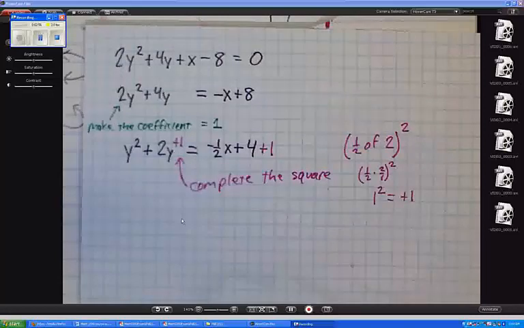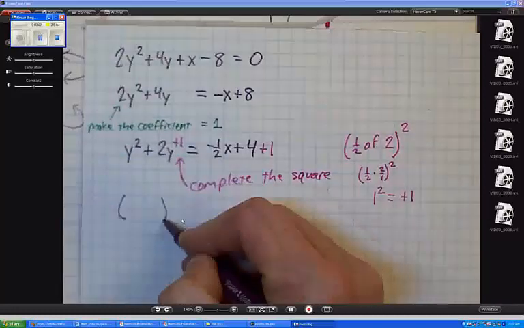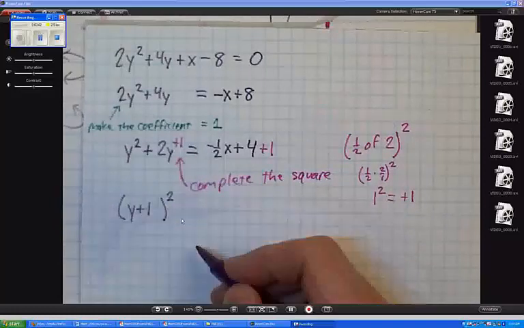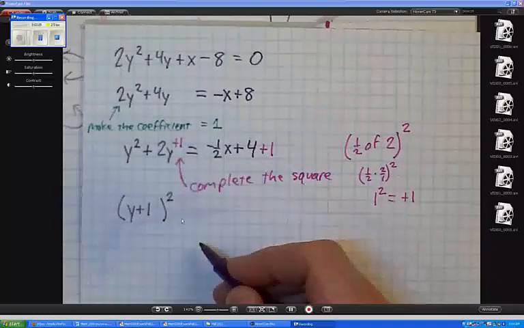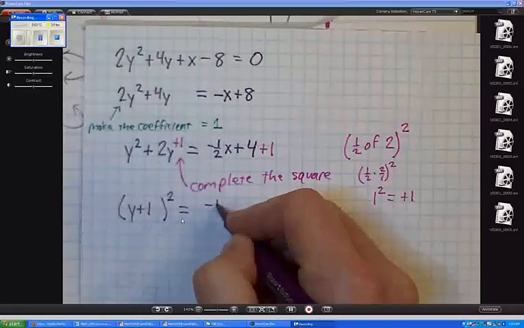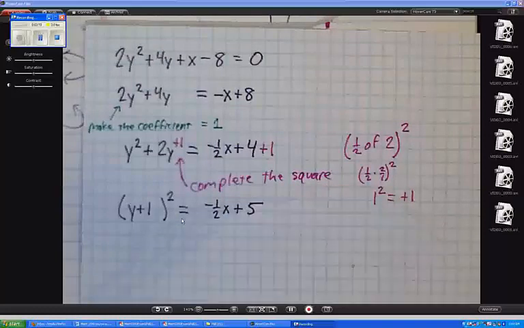y squared plus 2y plus 1, that is a perfect square. What does it equal? y plus 1 squared, right? y plus 1 times y plus 1 is y plus 1 squared. Equals, and here we have negative 1/2 x plus 5. That's okay?